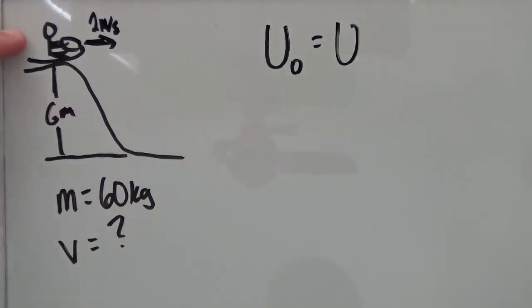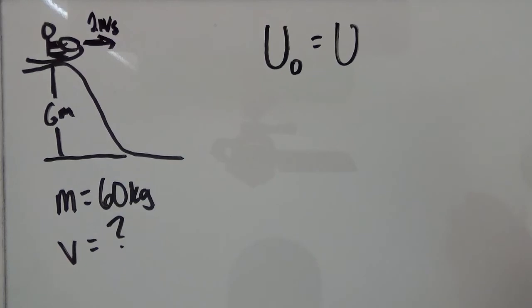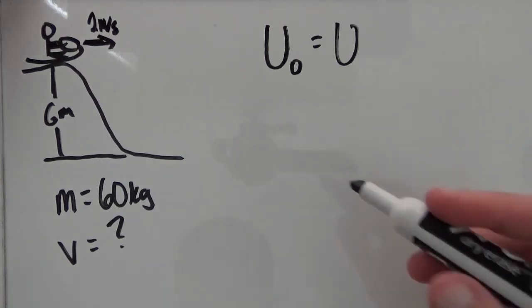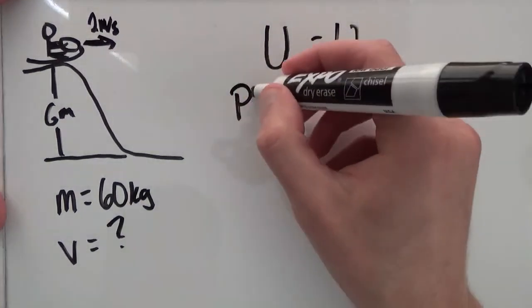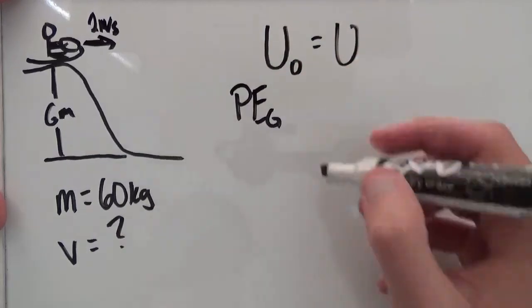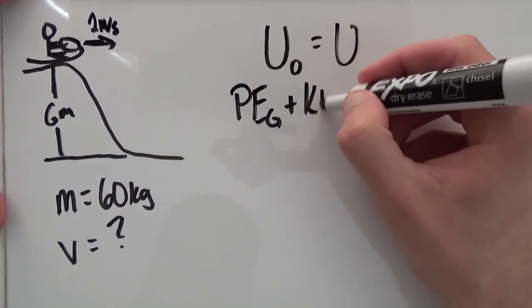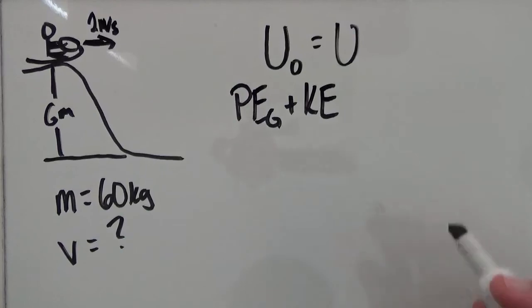So initially, we're up on top of this hill and we're moving, right? So we have both gravitational potential energy and kinetic energy, right? We have both PEG, P-E-G, gravitational potential energy, and we have kinetic energy. That's what we have at the beginning up here at the top. There's no elastic energy, right? There's no stretched spring or rubber band or anything, just these two. So that's all we have initially.